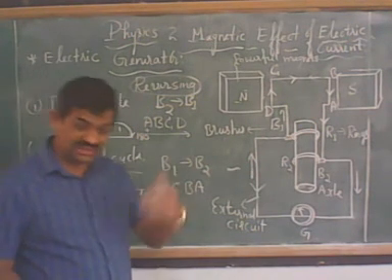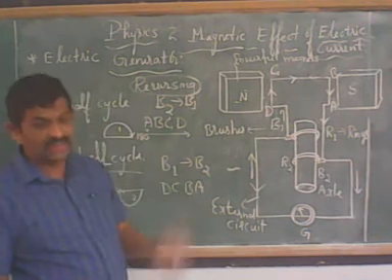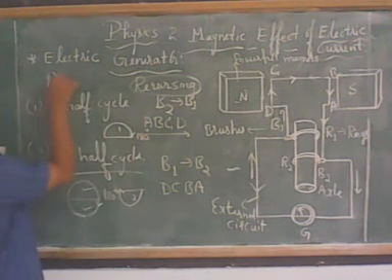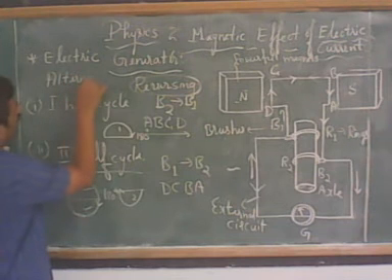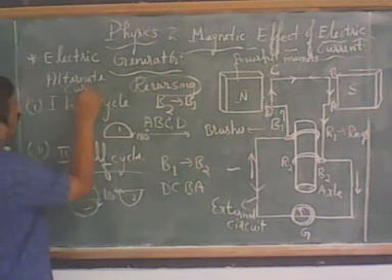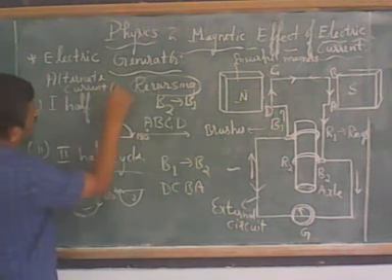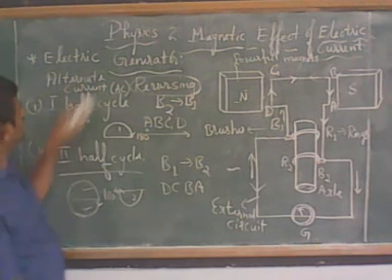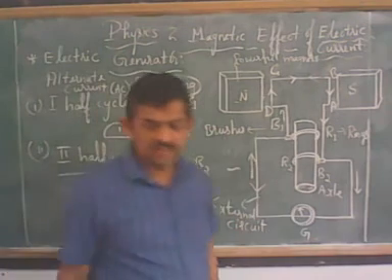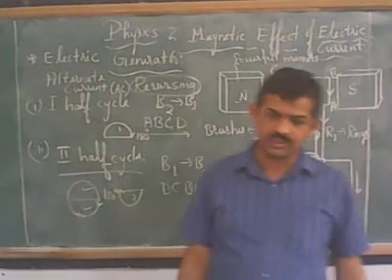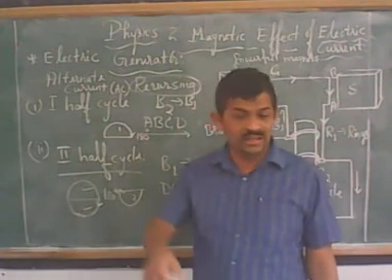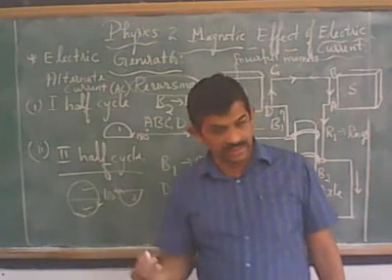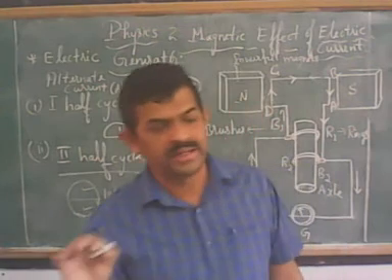This reversing of generated current in an electric generator is called alternating current. In short form we write AC. Alternating current is nothing but AC. The current alternates for every half cycle in an electric generator periodically, so that is called alternating current.